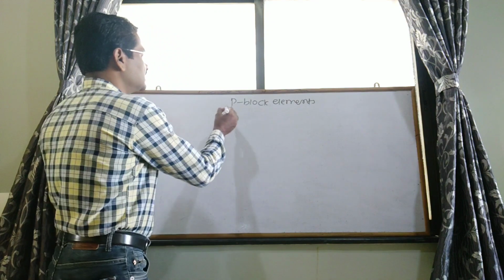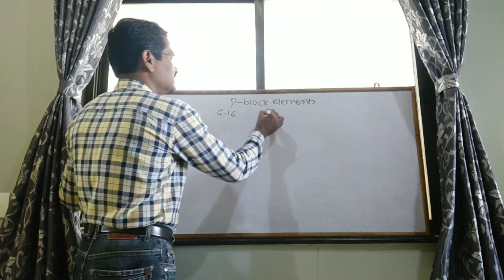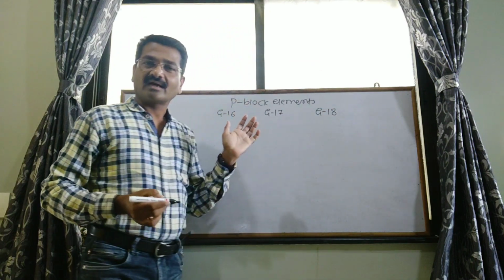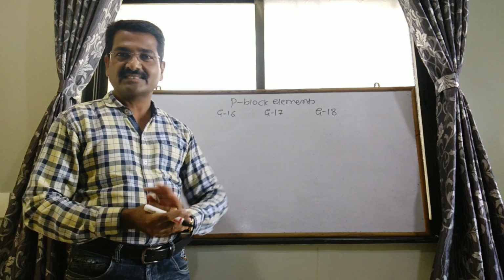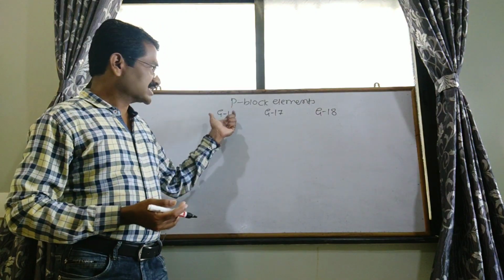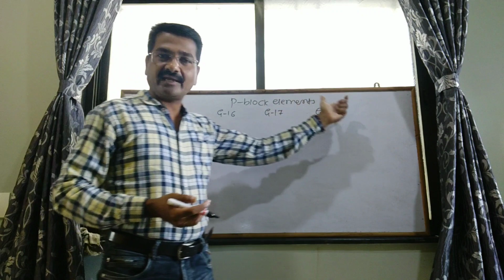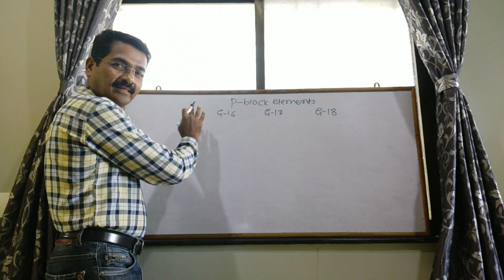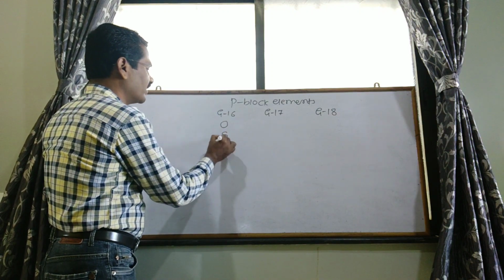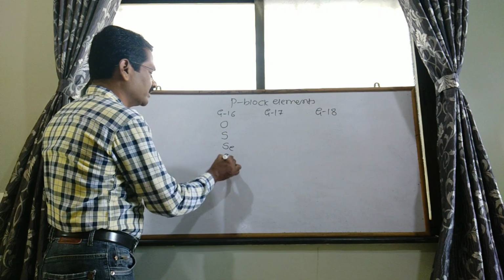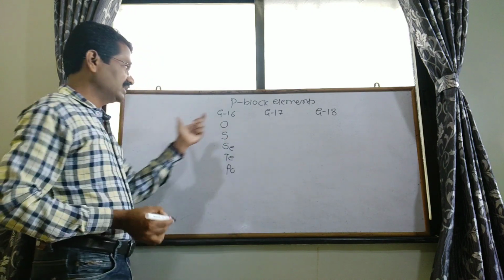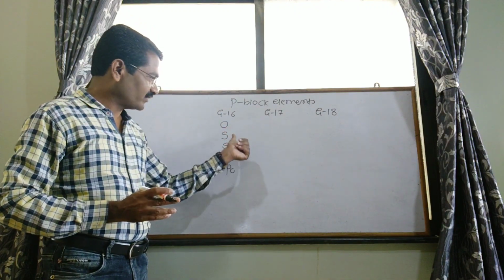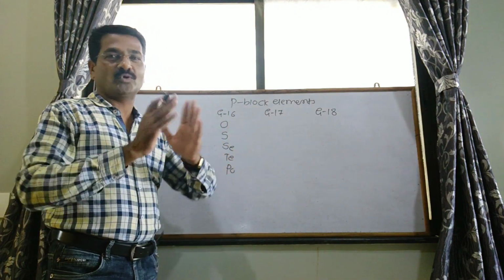But only group 16, 17 and 18 elements are included in the 12th science syllabus. Which are the group 16 elements? Oxygen, sulfur, selenium, tellurium and polonium. These elements are placed in group 16.